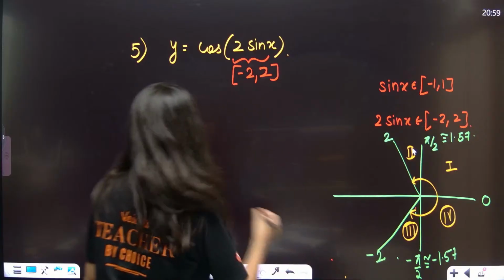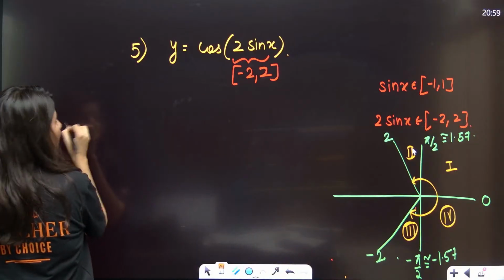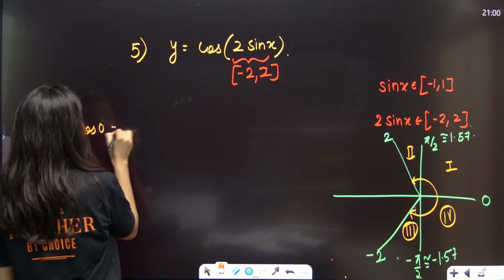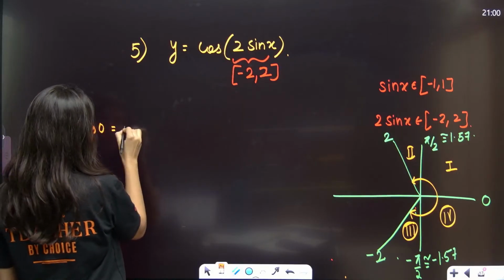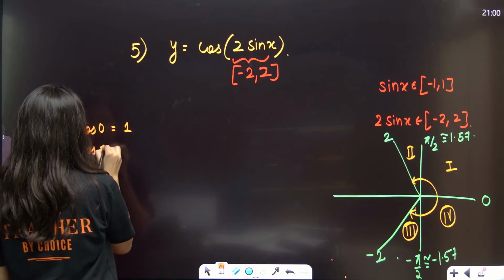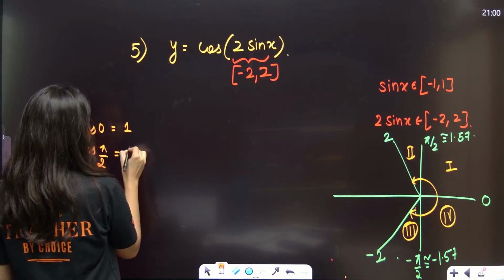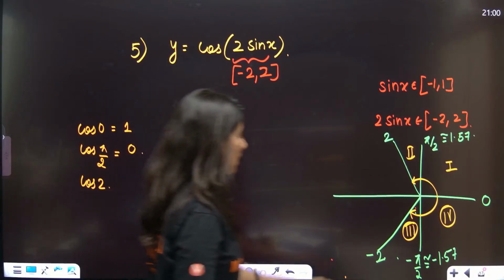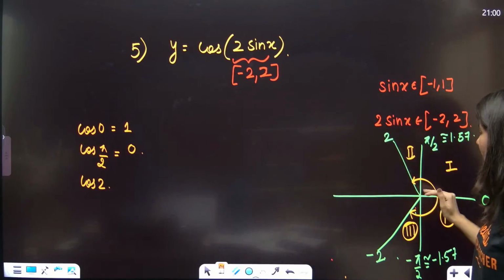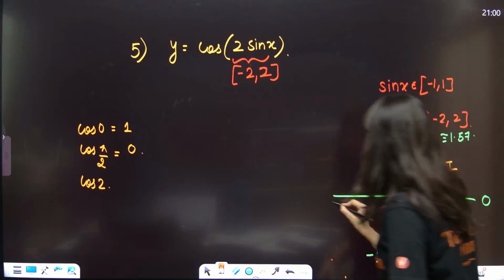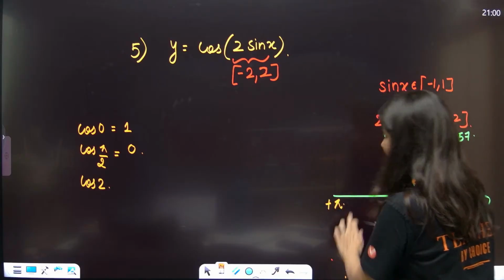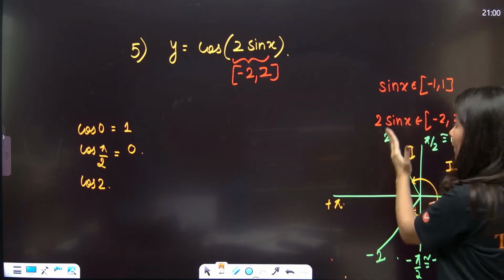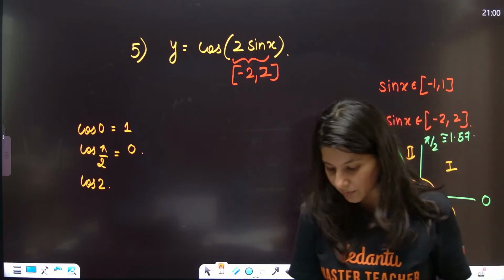Right or wrong? If your input is 0, cos of 0 is what? Cos of 0 is 1. Cos of pi by 2 is what? That is 0. What about cos of 2? Cos pi is negative 1, correct? In the second quadrant, it will be a negative value. This cos 2 will be a negative value.